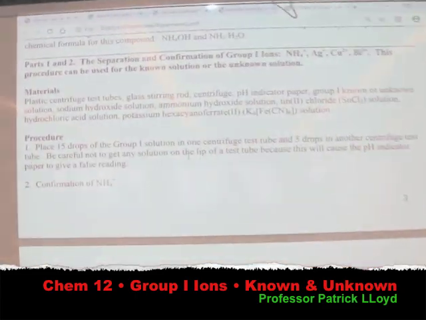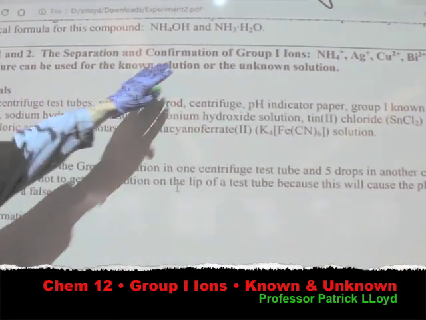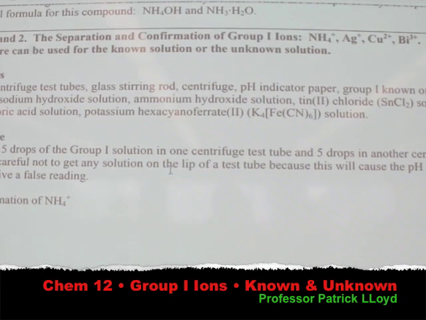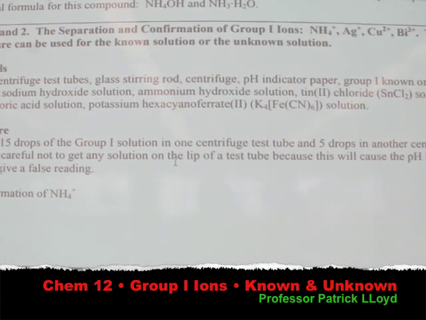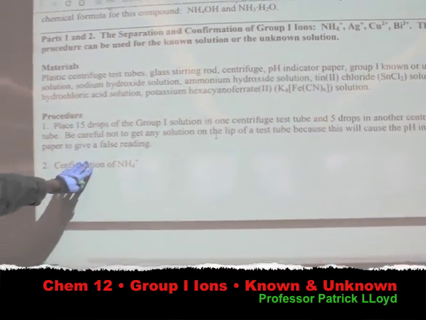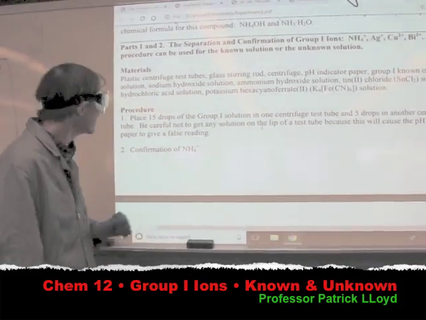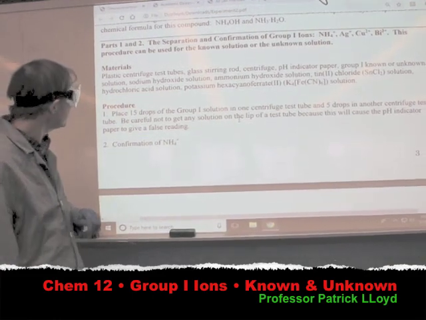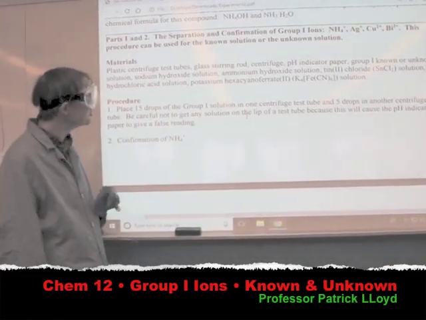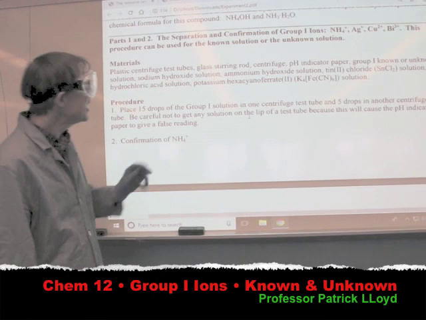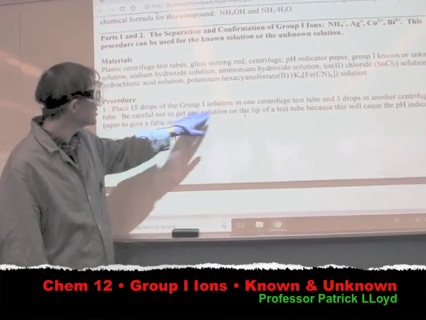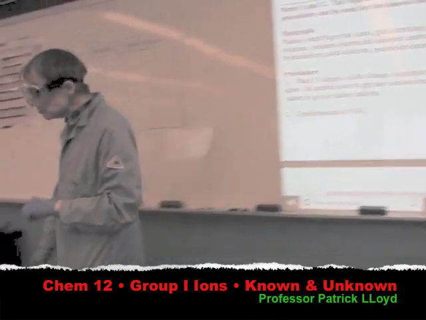So parts 1 and 2, the separation and confirmation of the group 1 ions, ammonium, silver, copper, and bismuth, we're going to use this procedure that's indicated here starting on page 3. What it says is, in the first step, you're going to place 15 drops of the group 1 solution into one centrifuge tube and 5 drops in another centrifuge tube, and make sure that you don't get any of the solution on the lips of the containers.